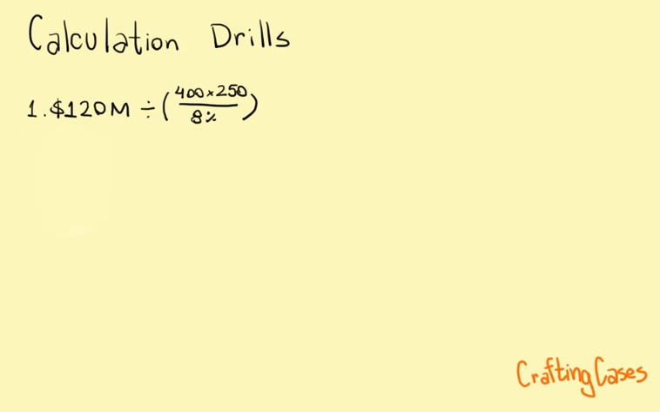Let's go. 120 divided by 400 times 250 divided by 8%. First thing I want to do here is divide 400 by 8. Seems like the easier path to me. If I divide 400 by 2, I get 200. If I divide it by 2 again, I get 100. If I divide it by 2 again, I get 50. So this is 50 over 1%.